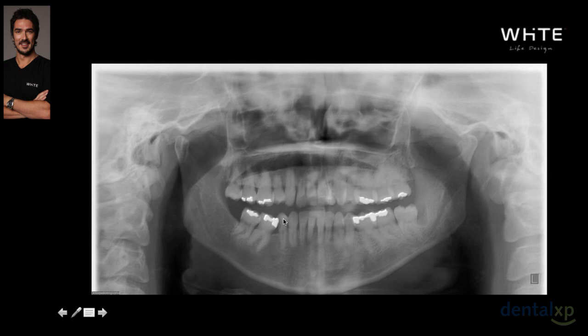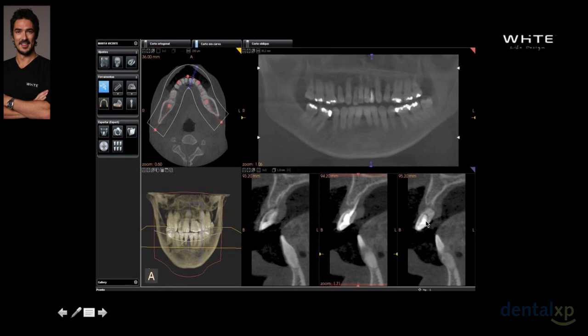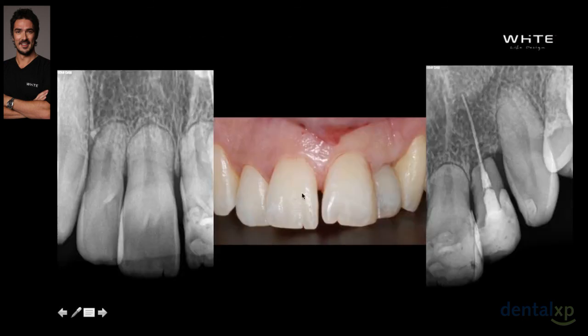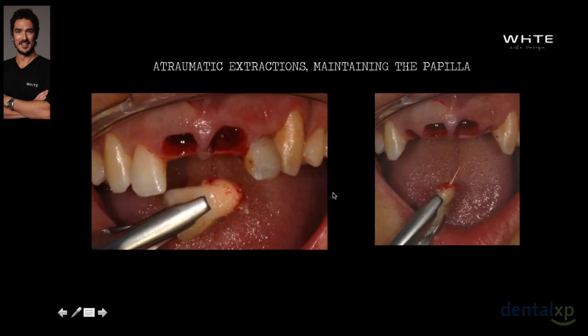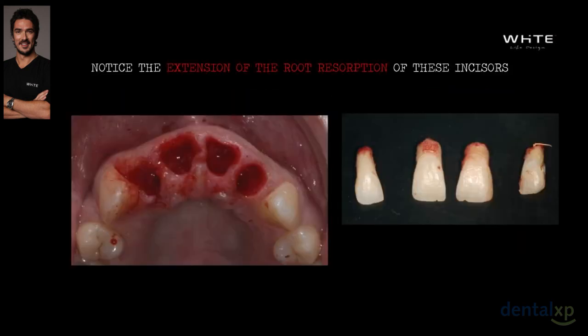But as you can see, she's missing some teeth here, but she had posterior function. But if we take a closer look, she had rejected her 4 central incisors. These teeth had complete mobility. She'd had resorption of all the root, and these teeth had completely failed. So in this case, atraumatic extraction to keep the papilla.